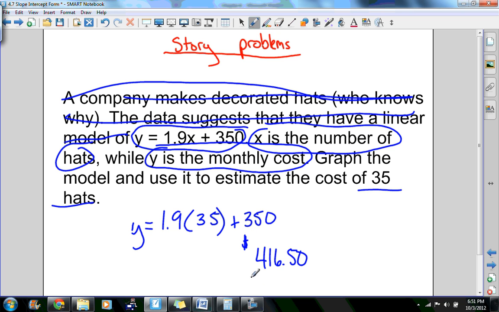And that's our answer. And that also coincidentally is why we're learning this model, because a lot of stuff is done in a linear fashion in the real world. Tons and tons of stuff.